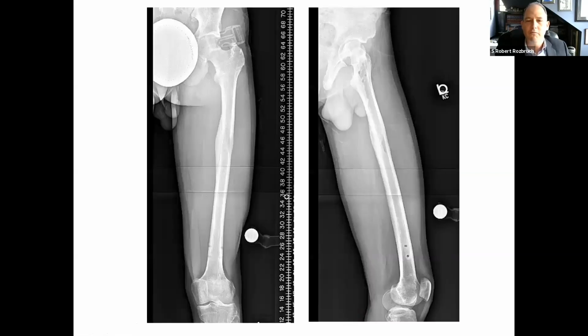We typically remove the nails 1 year after insertion, after we're very confident that the bone is completely remodeled and healed. You can see the shadow of the nail just for a week or two after the removal, where the screws were and where the nail was, and that all remodels and goes away.